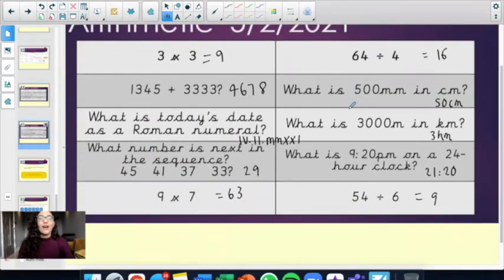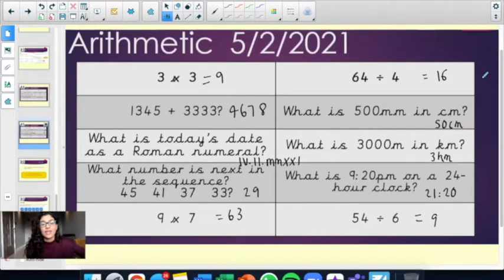Here are your answers. 3 times 3 equals 9. 1,345 plus 3,333 equals 4,678. What is today's date as a Roman numeral? V.II.MMXXI. What number is next in the sequence? 45, 41, 37, 33, 29. 9 times 7 equals 63.